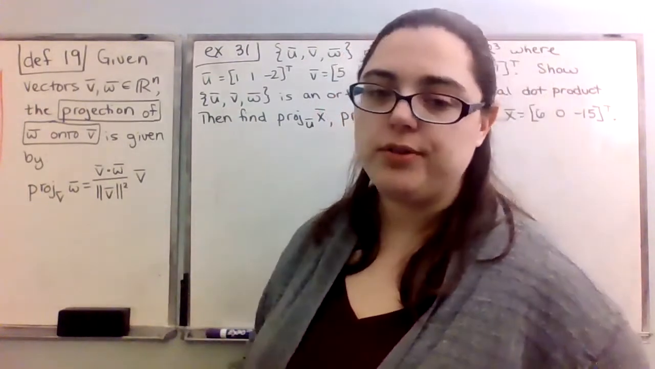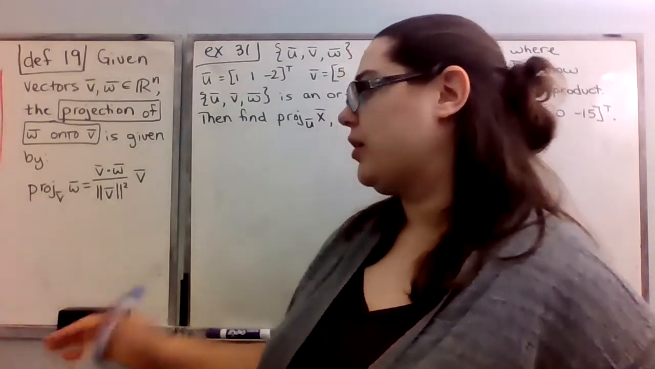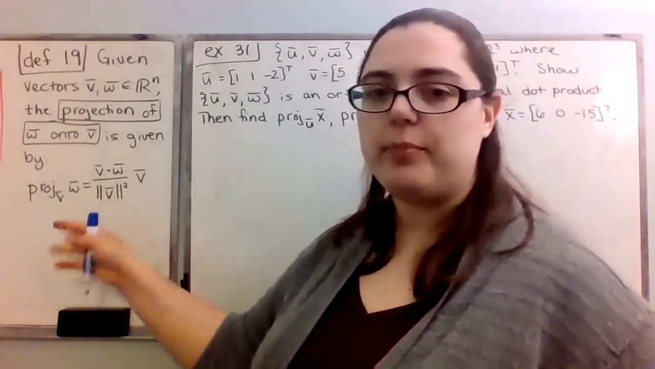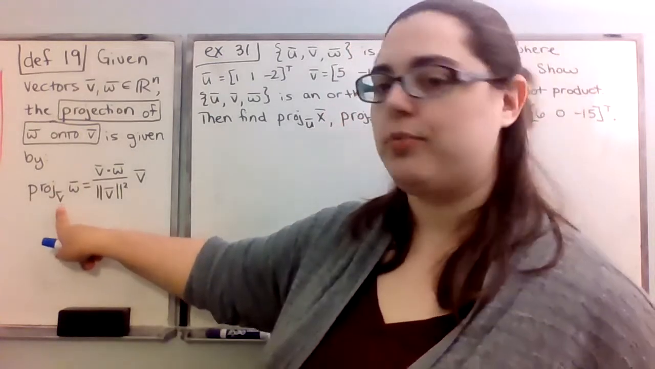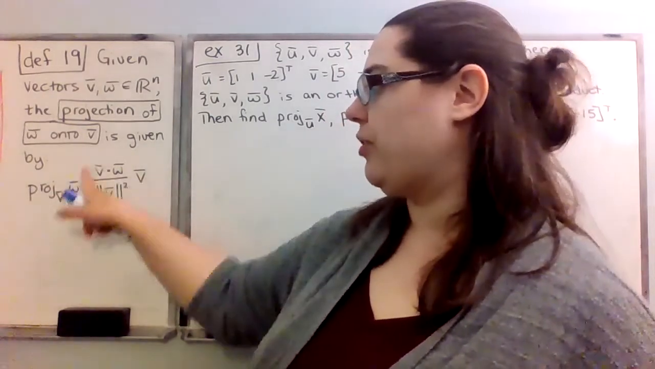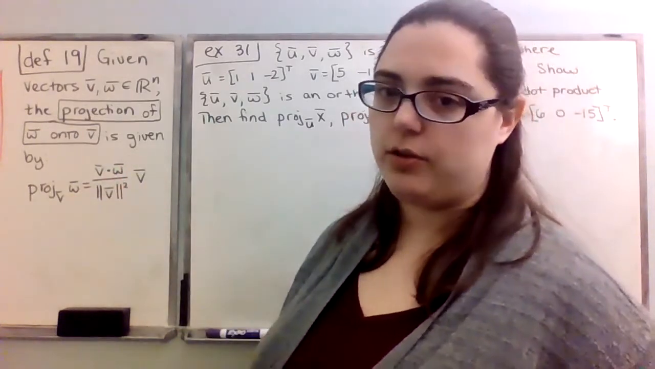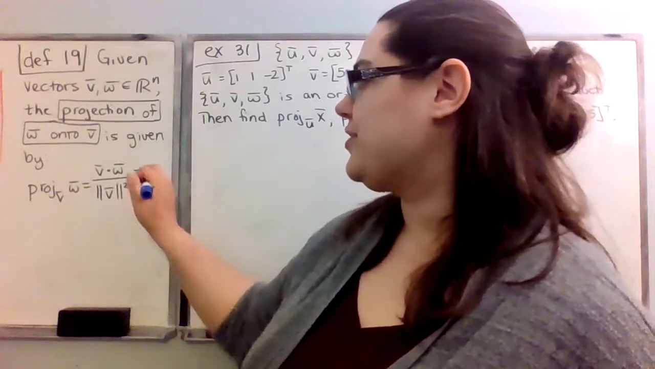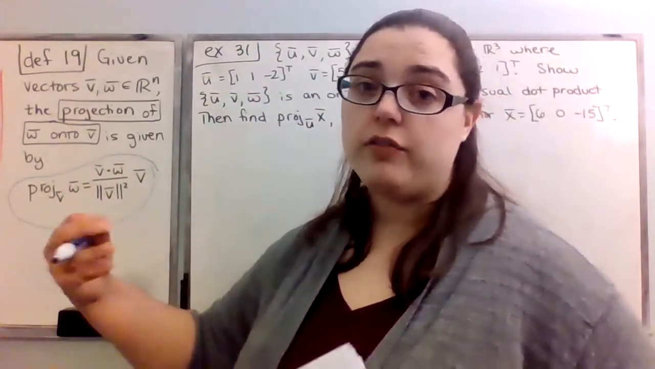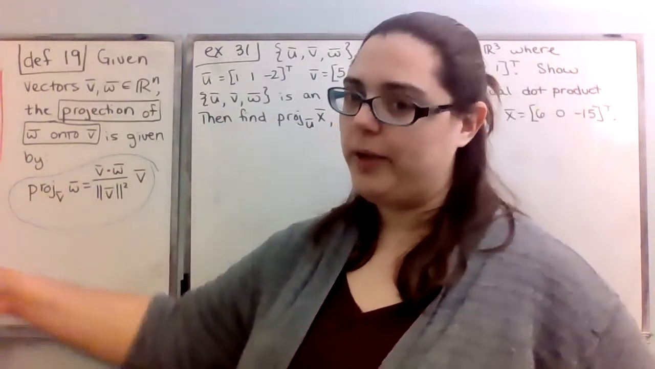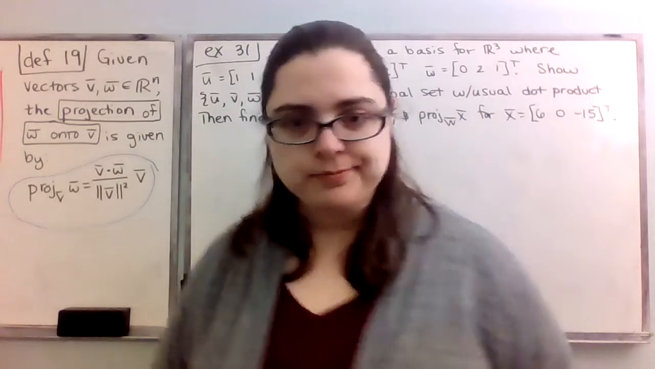Now, if you're the sort of person who has difficulty remembering formulas or gets the order mixed up and what's going where, I remember this by whoever I'm projecting onto shows up all the time, and whatever's getting projected just shows up this one time in the numerator. So the structure of this formula is going to be key for us for moving forward for quite a bit. So let's do an example of this projection.